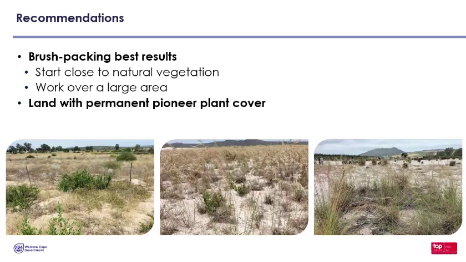On an abandoned land with a permanent pioneer plant cover, brush packing is not necessarily required, but it will benefit from the sowing or planting of later successional species such as Osteospermum moniliferum and others to improve the biodiversity. Ehrharta calycina proved to be an excellent pioneer plant, especially when some protection is provided on bare lands.